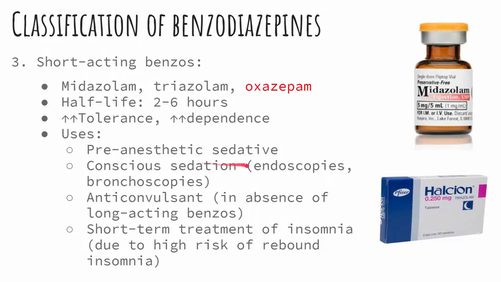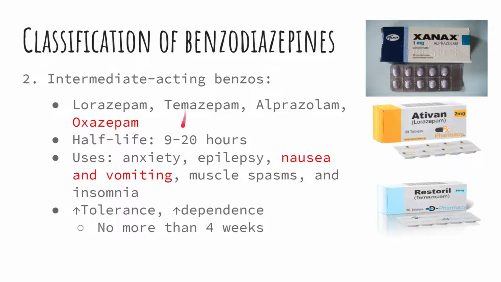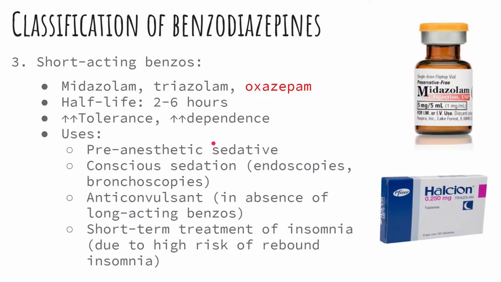Finally, move to the short-acting benzos, and these are the ones that have a half-life of 2 to 6 hours. Okay? You will see I included oxazepam here again, because as I told you, the half-life is between 6 to 20 hours. This is why it's a short to intermediate acting. So it's in the middle between the two, I included it in both. Examples of short-acting benzos include midazolam, something we've already discussed in the anesthesia, triazolam, we also talked about it, and oxazepam.